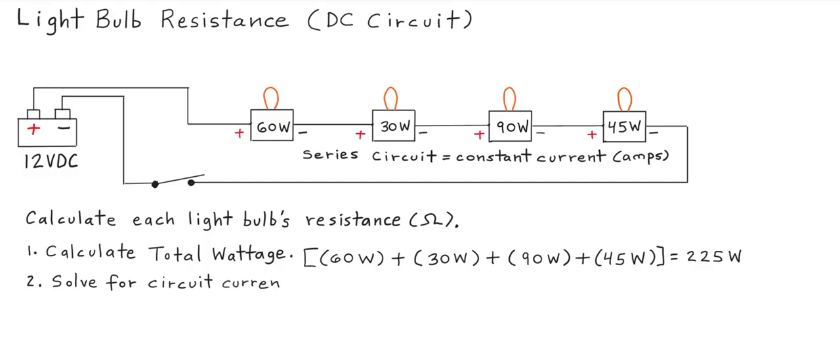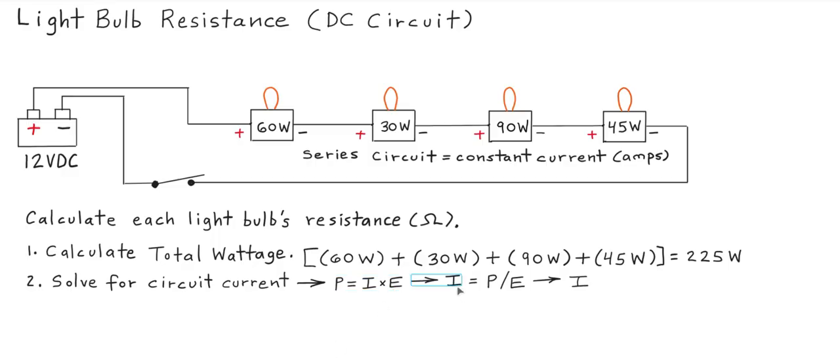The second step is to solve for the circuit current. And note that we have a series circuit, not a parallel circuit. So this means the current will remain constant across the series circuit. The amps will remain constant at each light bulb. So we can access the DC electrical power formula in watts. P is equal to I current in amps times E volts in voltage.